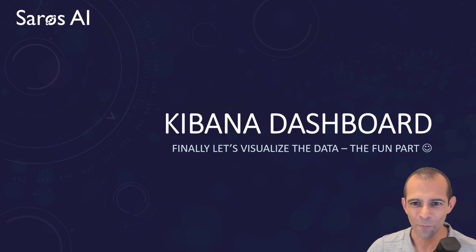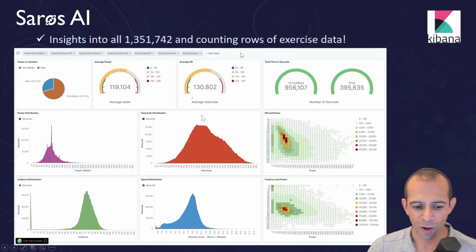And now for the fun part of the presentation, Kibana Dashboards. Finally, we can visualize all the data we've been processing. So I really enjoyed making these dashboards. This is a dashboard where we can see outdoor versus indoor riding, average power, average heart rate, how much time I spent indoor versus outdoor, power, heart rate, cadence, speed distributions.